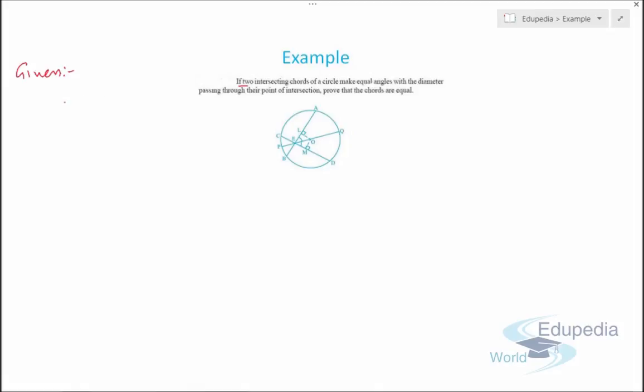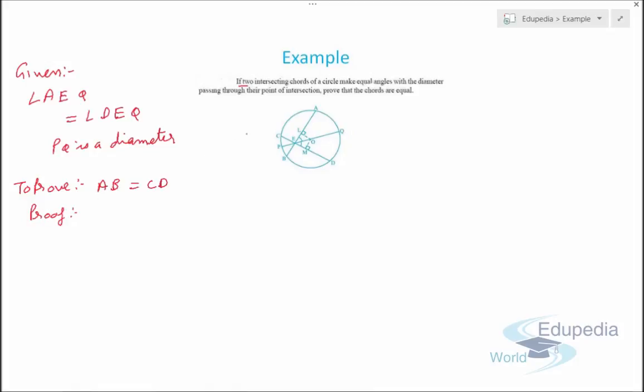So what's given? They make an equal angle, so we can say that angle AEQ is equal to angle DEQ. It's given and it's a diameter, so we can say that PQ is a diameter, right? And what we need to prove? We need to prove that the chords are equal. We need to prove that AB equals CD. So let's discuss how we can prove this.